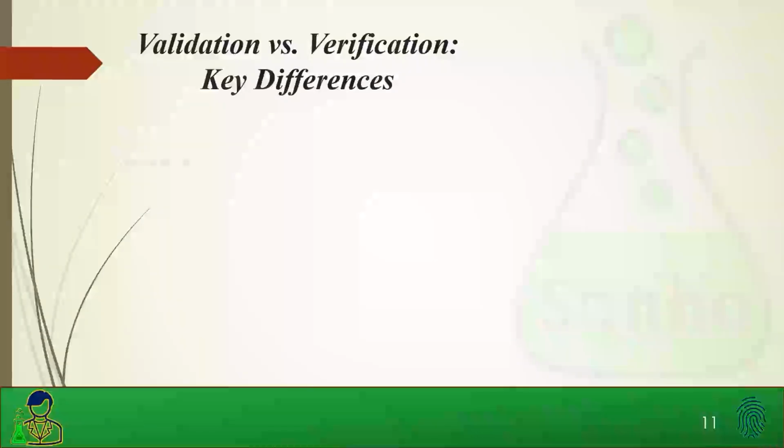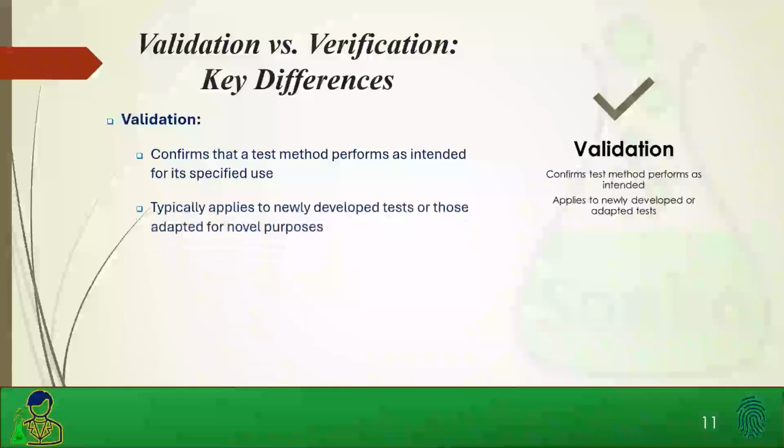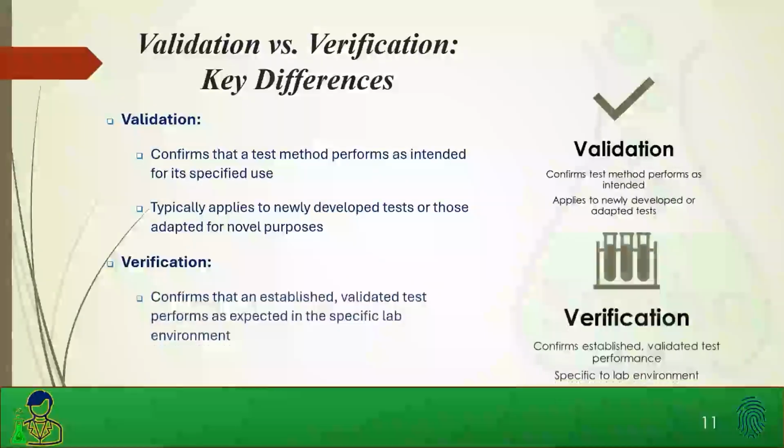What are some key differences? For validation, this confirms that a test method performs as intended for its specific use. This typically applies to newly developed tests or those adapted for novel purposes. On the flip side, verification confirms that an established, validated test performs as expected in the specific lab environment.